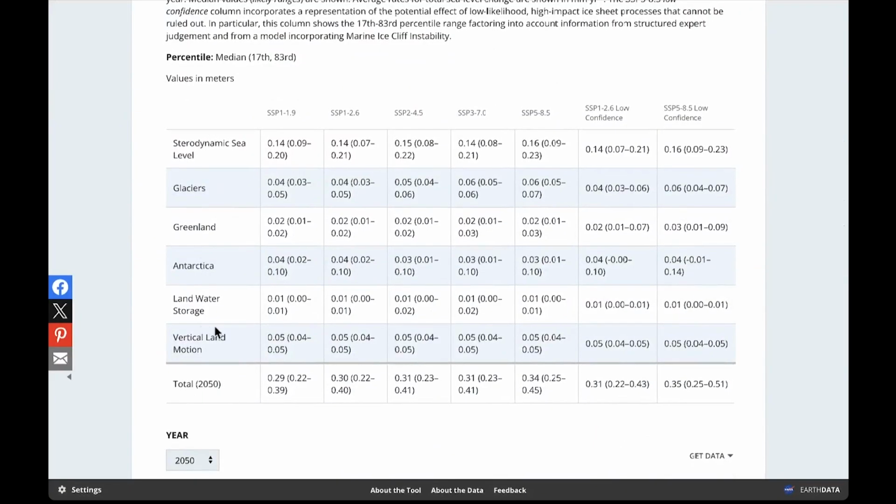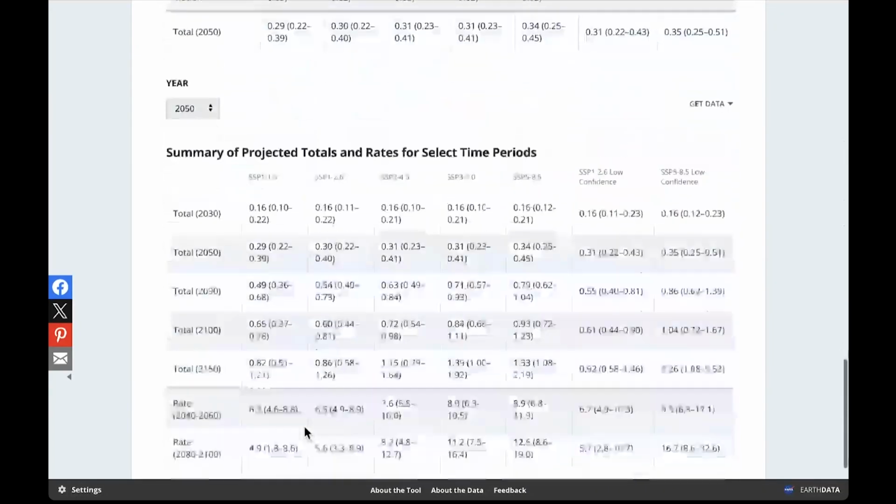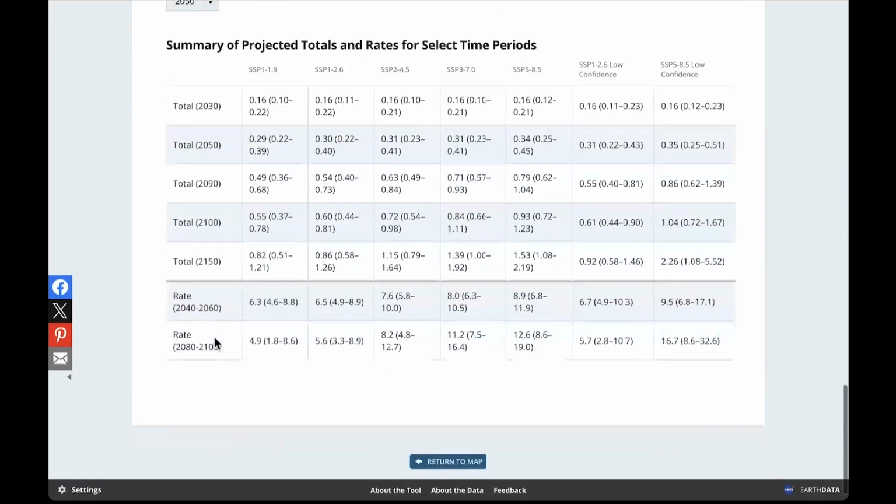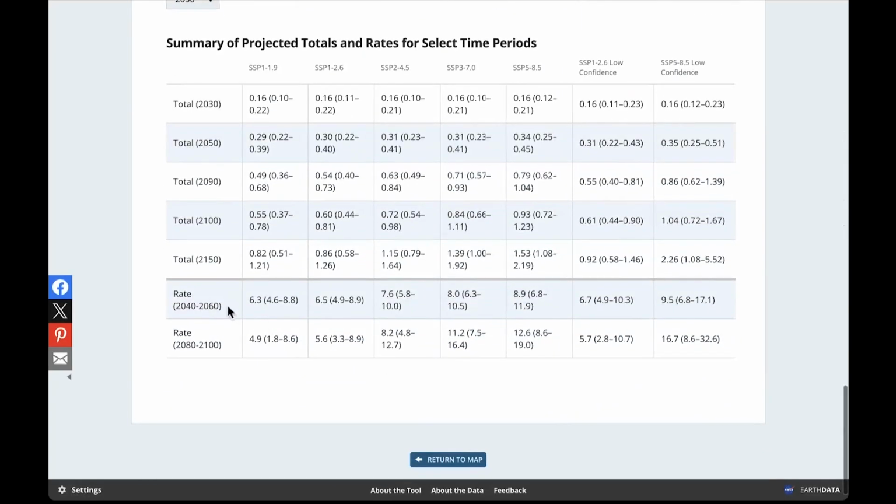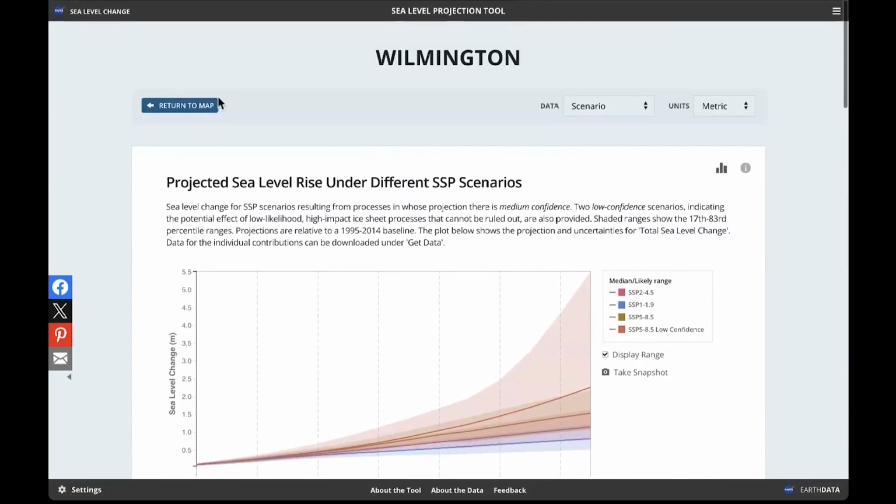2050, of the contributions of different terms to sea level, total sea level rise in Wilmington, the stereodynamic sea level. So now not just global mean thermal expansion, but also considering changes in ocean circulation and winds, glaciers, Greenland, Antarctica, land water storage, all of these now taking into account the gravitational, rotational, and deformational effects, and then vertical land motion. Here's the summary for those 5 time periods, and then the rates of change for 2040 to 2060 and 2080 to 2100. So with that, I think you have enough knowledge.